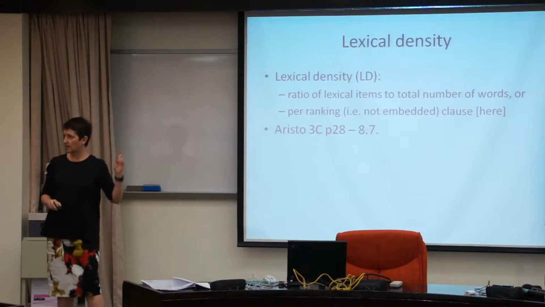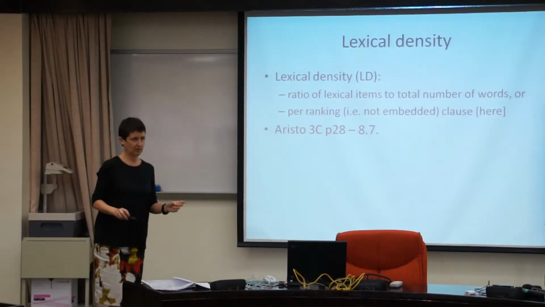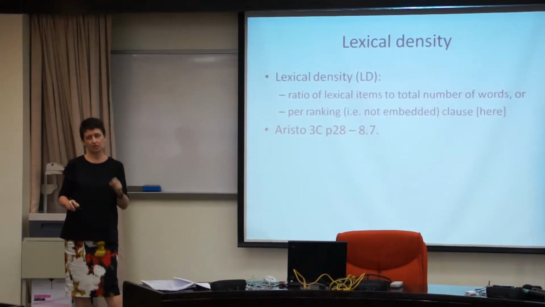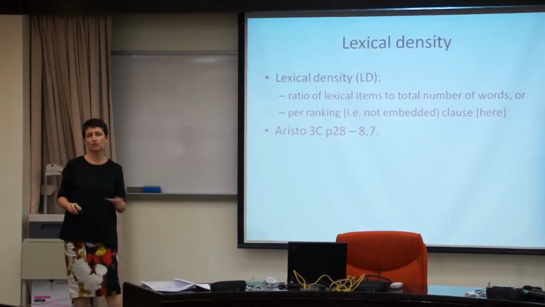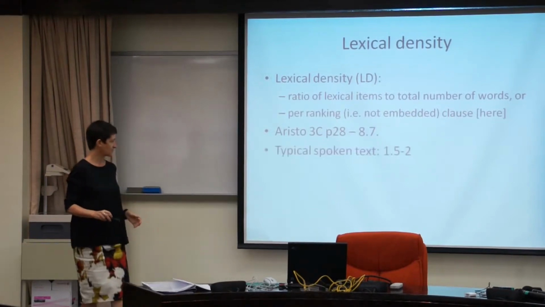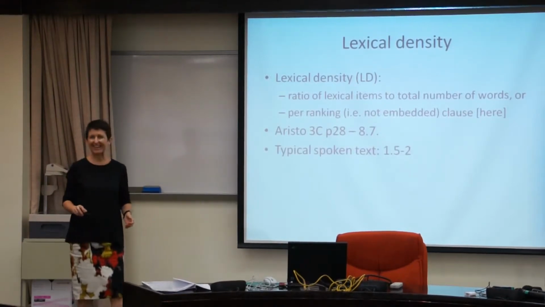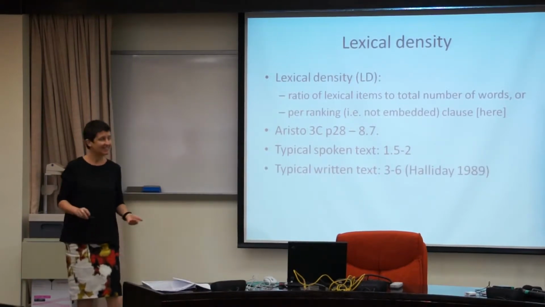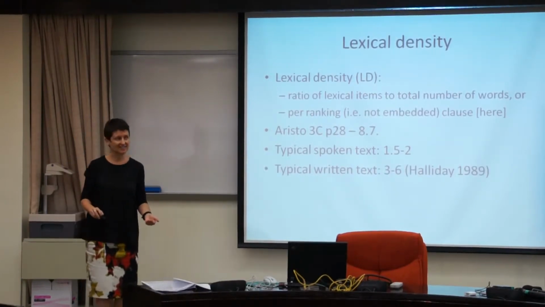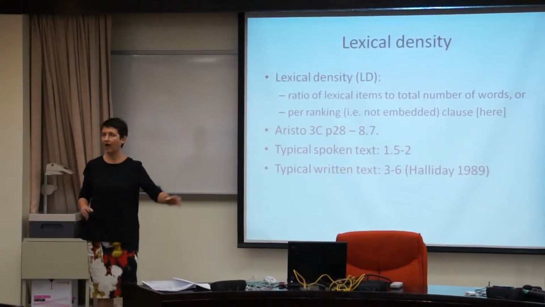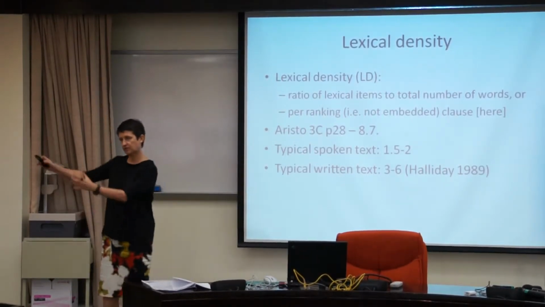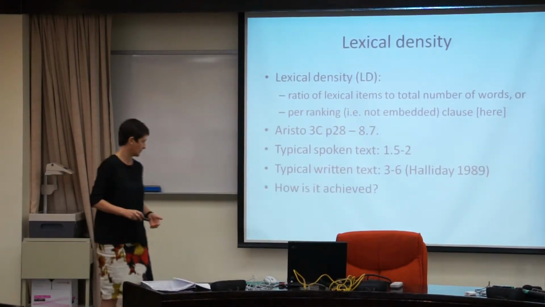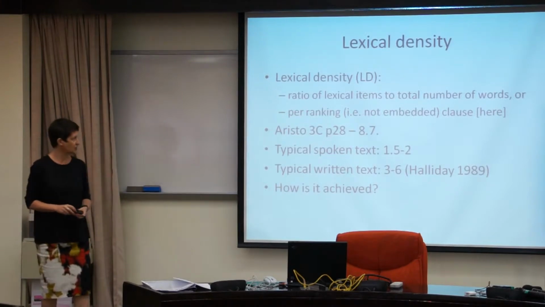That text we looked at has a lexical density of 8.7. So 8 points on average, nearly 9 lexical items per clause operating as a clause. Typical spoken English is between 1.5 and 2. Typical written is between 3 and 6. So 8.7 is high, it's kind of extreme writing. If we've got this continuum, from spoken to writing, we're going right out to the extreme. How is it achieved?